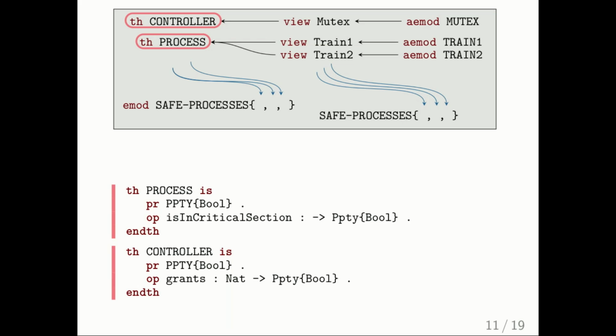This is a possible specification of the theory process. It contains a unique requirement, the existence of a Boolean property to inform on whether the system is in its critical section or not. In the same way, a controller needs to define a property grants for each process it wants to control. That is, a property for each appropriate value of its parameter. We see these theories as specifying interfaces for the system.